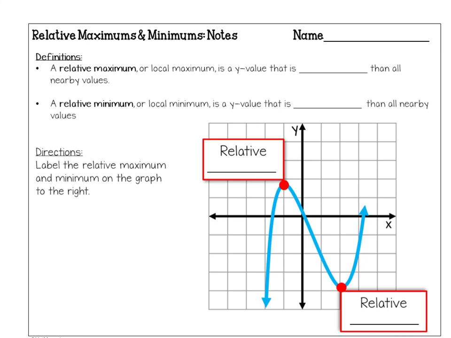Let's go ahead and start this. So we're going to be talking about relative maximums and minimums. Let's define them first and then we'll talk about the other one.